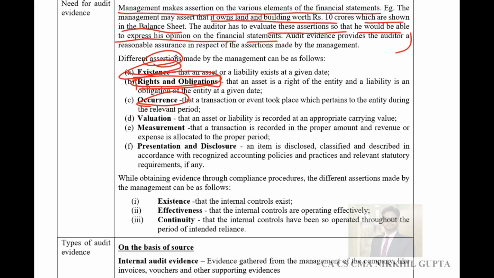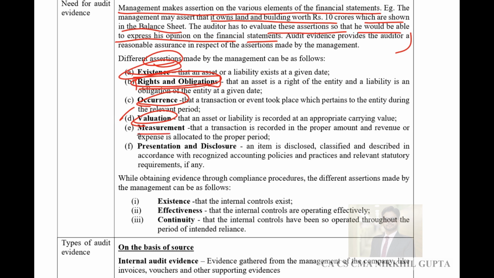So occurrence is an assertion made by the management. Valuation, whatever value is given in the financial statements of a particular thing, like bad debts, like provision for bad debts, like fixed assets. So in Ind AS regime, guys, fixed assets are no longer valued at historical cost. They are valued at fair value or the market value. So valuation is to be seen by the auditor whether the management assertion of true and correct value is right or wrong.